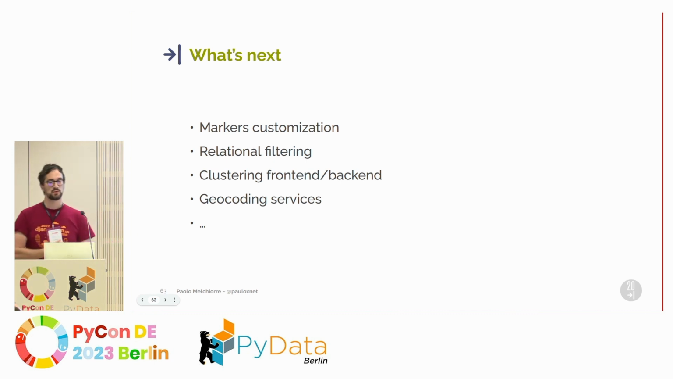But there are also many other features that can be added in the future in the map. For example, marker customization and pop-ups to show more information, marker filtering based on relational data, clustering of the markers both in front end and in back end part, or using geocoding services to add marker locations starting from an address and not manually, and so on.